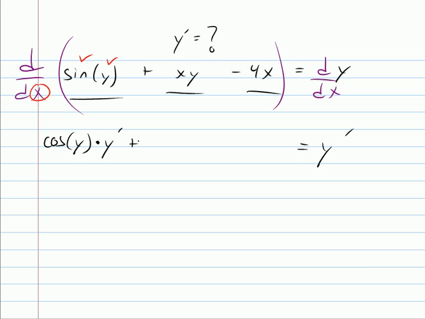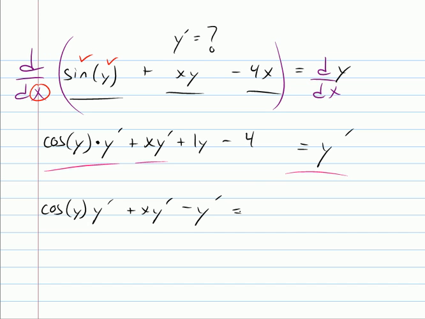Plus, okay, a product of x times y. So product rule. x, y prime plus 1 times y. And then minus derivative of 4x with respect to x is 4. So I've got 1, 2, 3 terms with y prime in them, and 2 without. So I gather all the ones with y prime. I'm going to put them on the left. Cosine of y times y prime plus xy prime minus y prime equals 4 minus y.